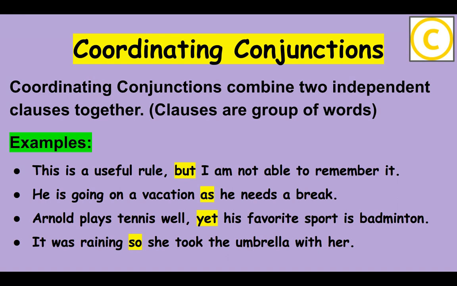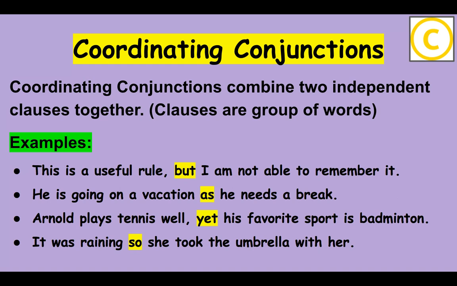This is a useful rule, but I am not able to remember it. In this case, if I split the two parts of the sentence: This is a useful rule. I am not able to remember it. Both make complete sense in themselves. That means both are independent clauses. Hence, we have used the coordinating conjunction "but" to join both the independent clauses together into one sentence.